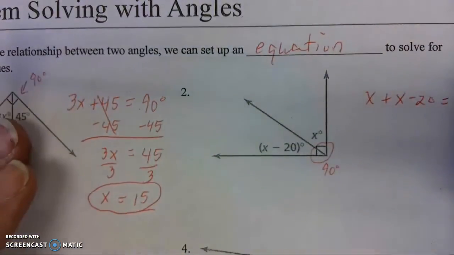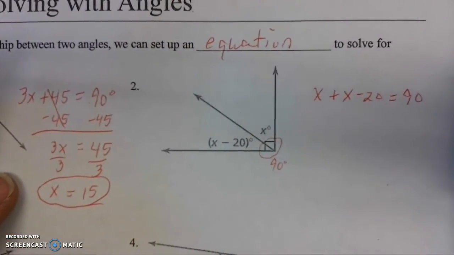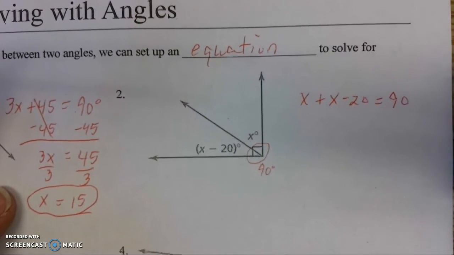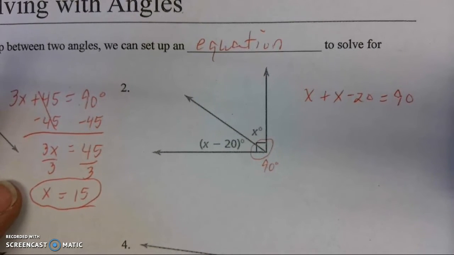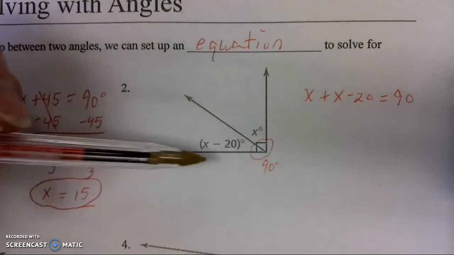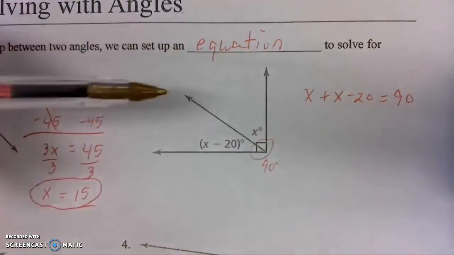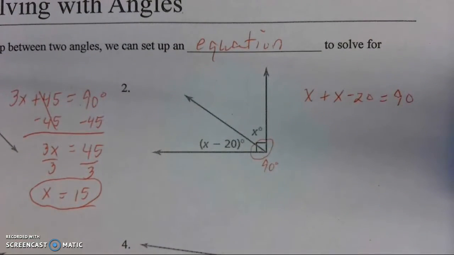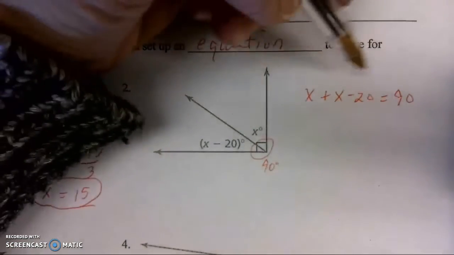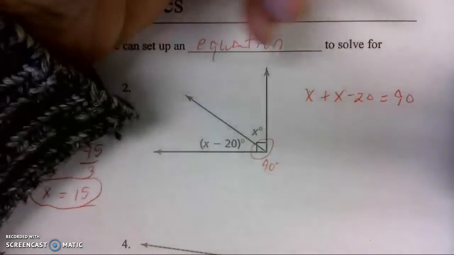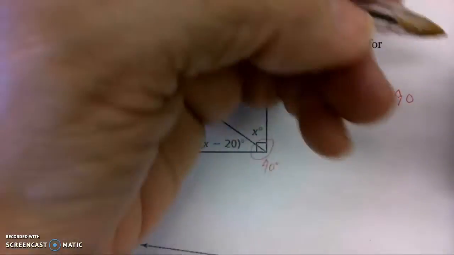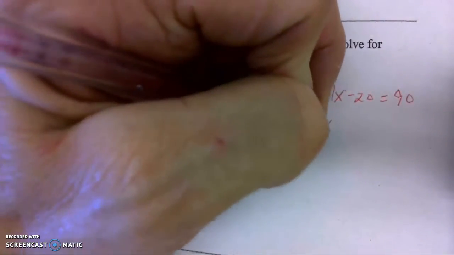Now, notice that I left out the parentheses, and that's okay because I don't really need the parentheses in this problem. I'm not multiplying anything. There's no distributive property. I'm just going to add it. So there's no need to put that parenthesis in your equation. But I do need to combine my like terms. So I have a 1x and a 1x. 1x plus 1x is 2x minus 20 equals 90.